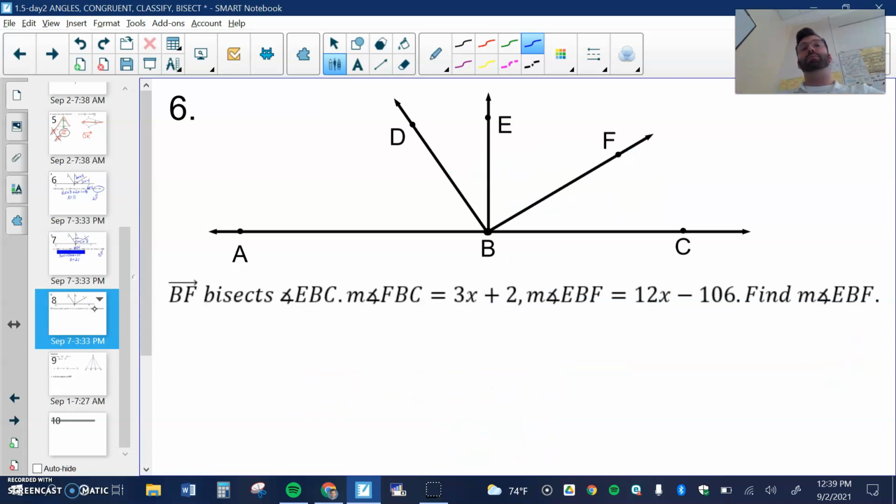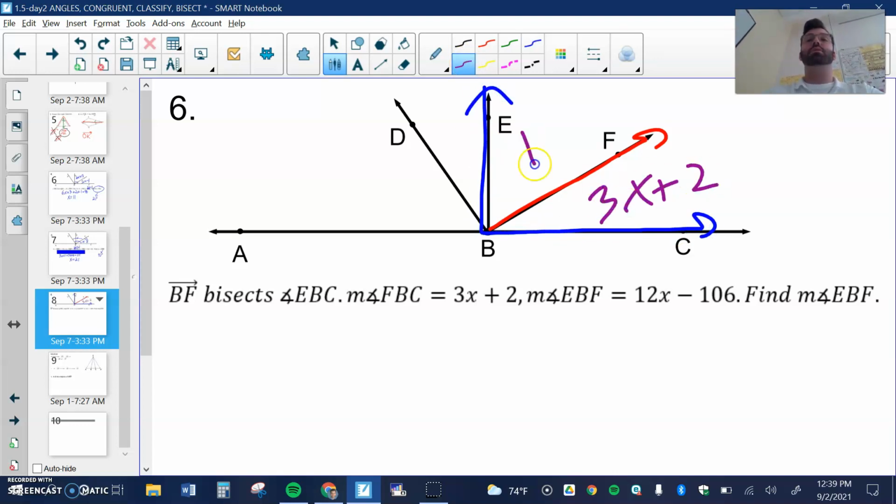Last one, here we go. BF bisects. Whoops, let's use the red. BF bisects angle EBC. I know that this is 3x plus 2, and this is 12x minus 106.